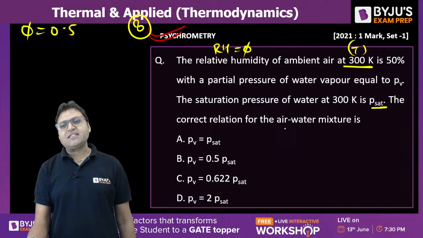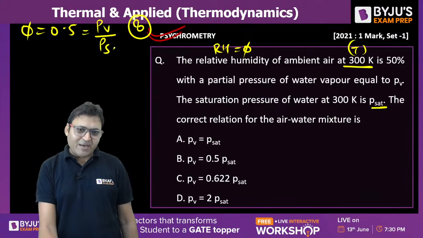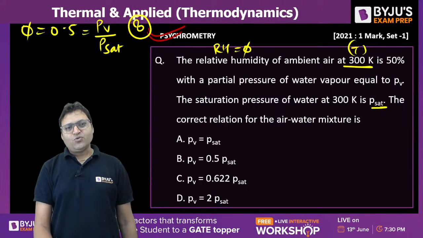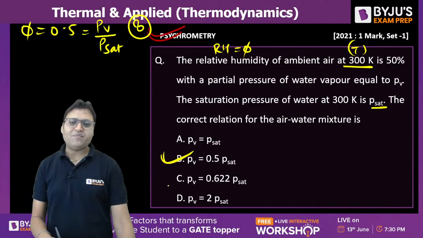The correct relationship for a water-air mixture is very simple. Phi is equal to the partial pressure of vapor divided by the saturation pressure. So PV is equal to 0.5 P saturation. B is the answer: 0.5 times P saturation.